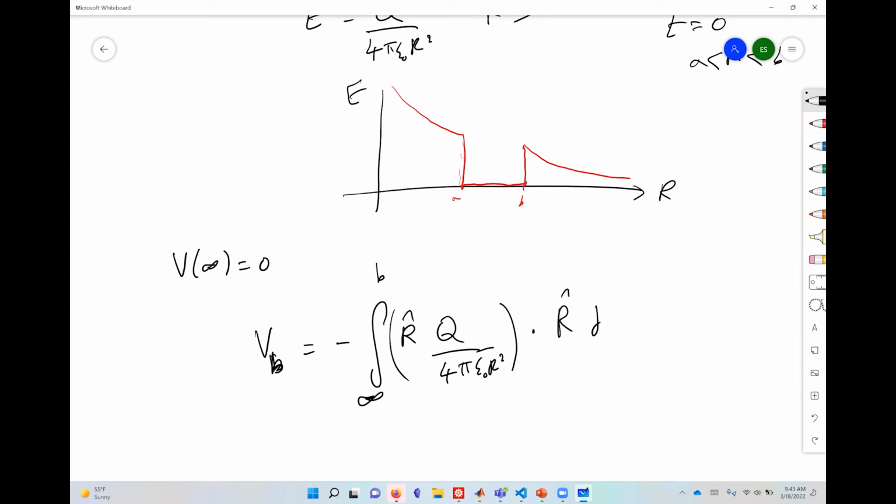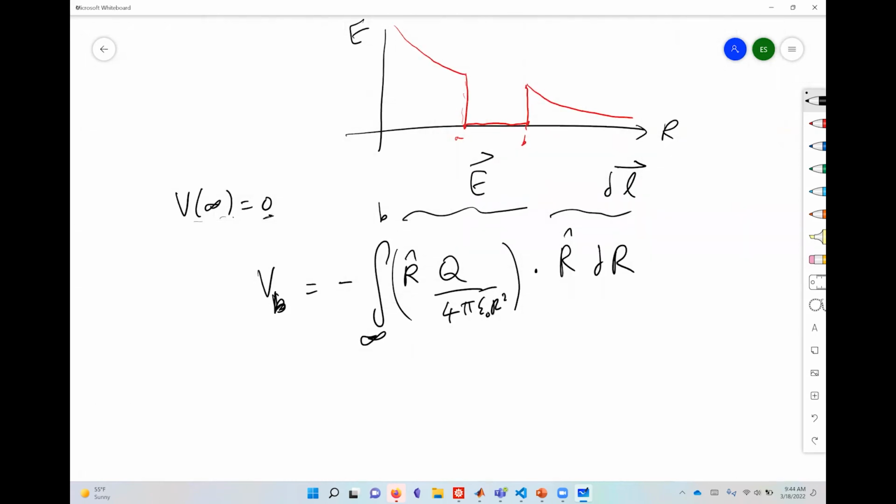This is E dot dL. dL is R hat dR. I just applied the integral formula for the potential, and use the knowledge that at infinity I want to set the potential to be 0. This is what VB is. So I can easily do this integration.